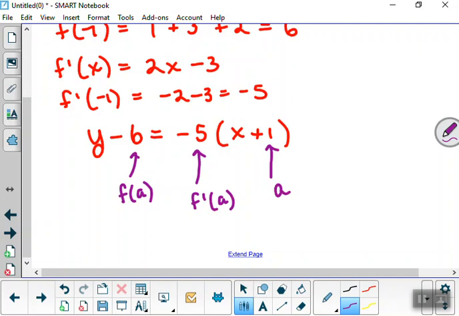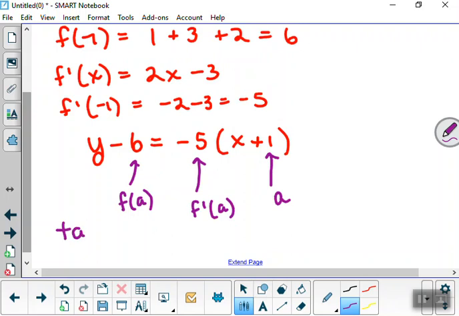Now, all linearization is about is why do we care about these tangent lines? What are tangent lines good for? We've been writing them all along. Why do we care about them? Tangent lines approximate functions.